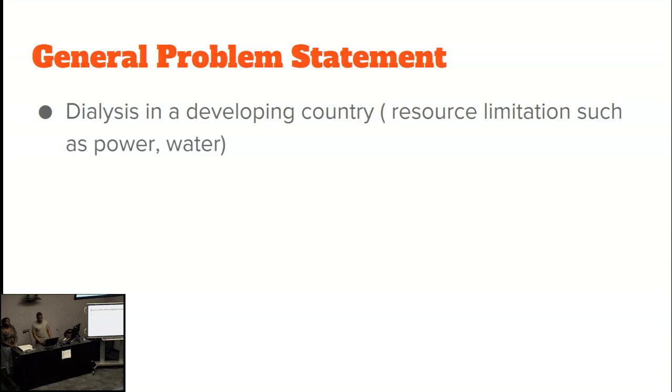So, our general problem statement: we're basically working on dialysis in a developing country. We're really limited by the resources and what we can do as far as cost, and that's the main thing we're trying to address, lowering the cost down and also trying not to use things such as external power sources and also consider water limitations.